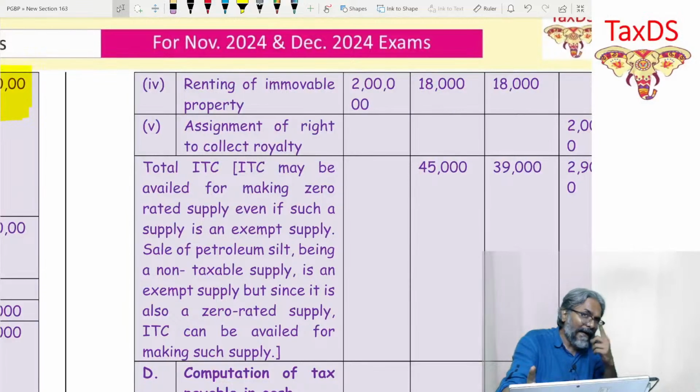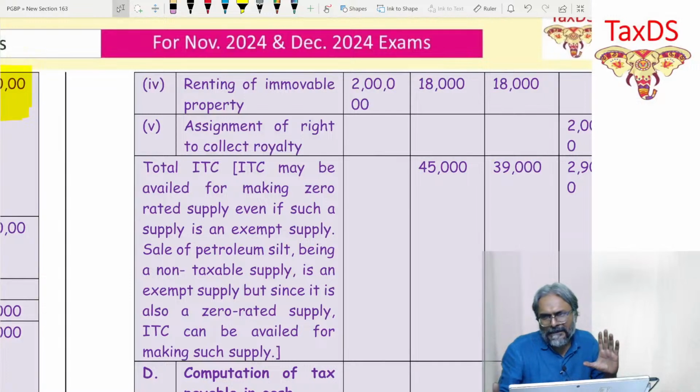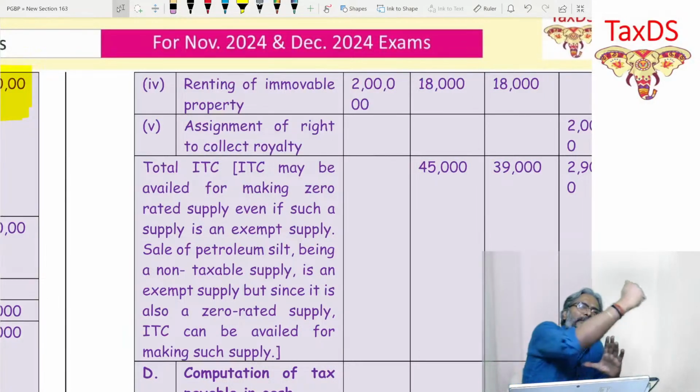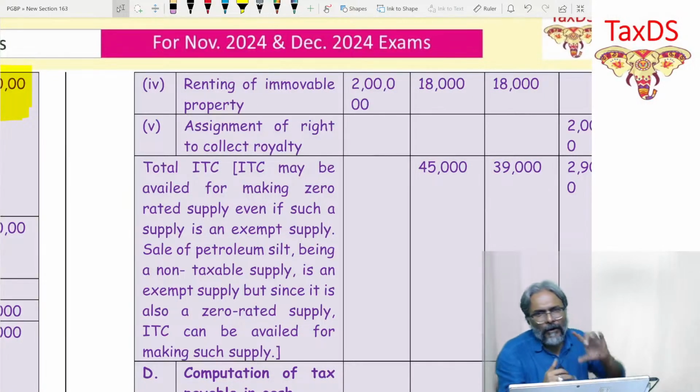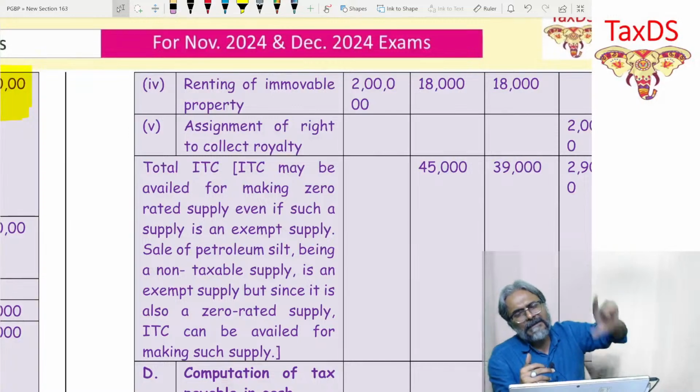And now on the ITC, students, please be careful. I told you earlier also, ITC, students, you will add all that you are paying under the RCM. All that you are paying under the RCM will be added in this case. Will that be added? And the answer is yes. Therefore, whatever you have to pay under the RCM, you will be eligible to avail the credit. So you will add on the opening balance plus the other ITC which is available during that period.